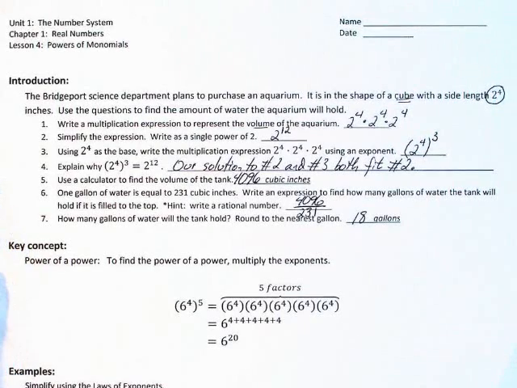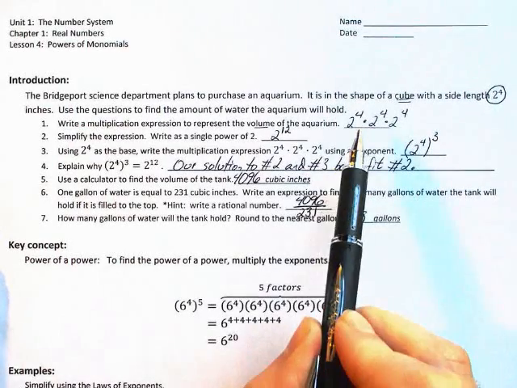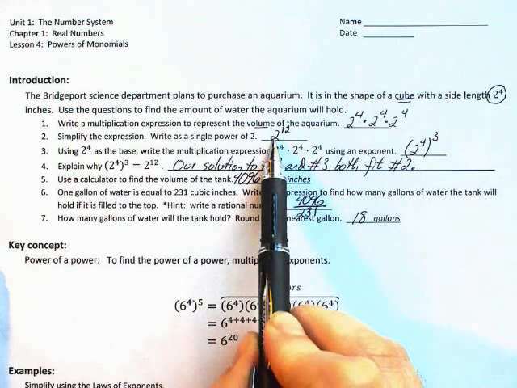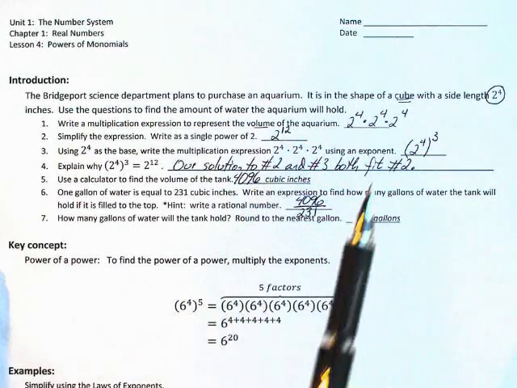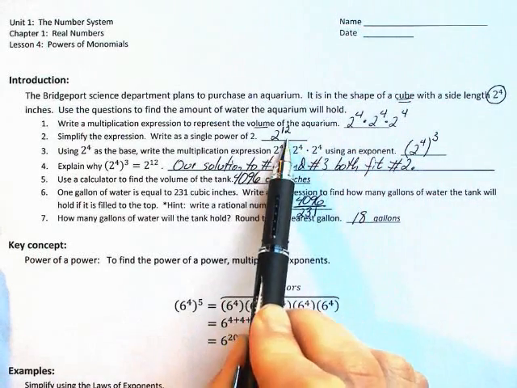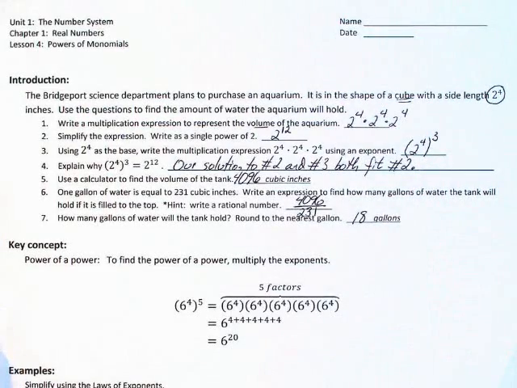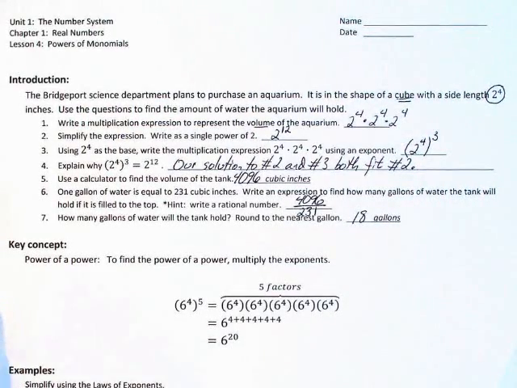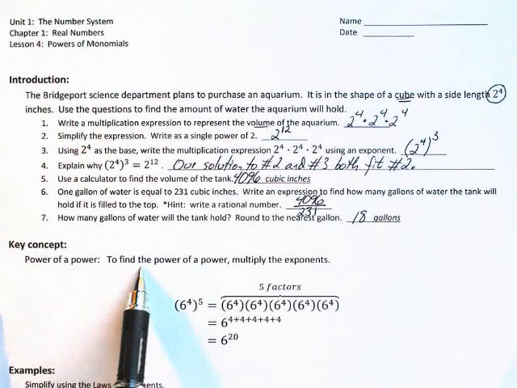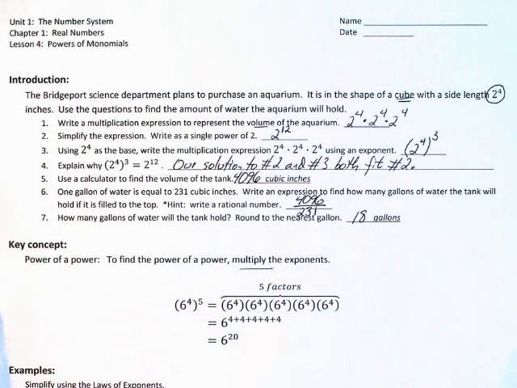Okay, the purpose of this introduction was to get us thinking again about repeated multiplication and base numbers and exponents and various forms that you can write powers in. Okay. So let's look at the first key concept for the lesson. The key concept is called power of a power. To find the power of a power, multiply the exponents.